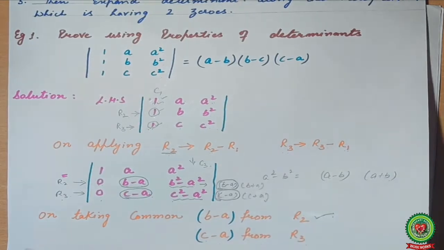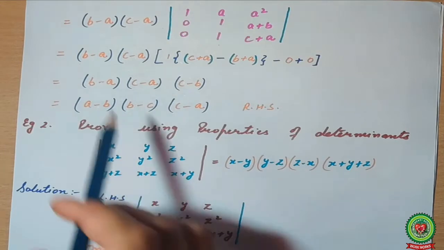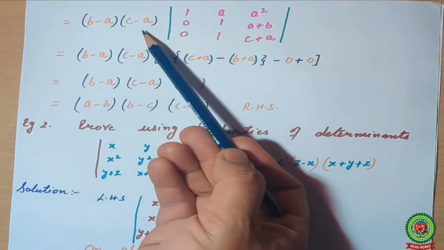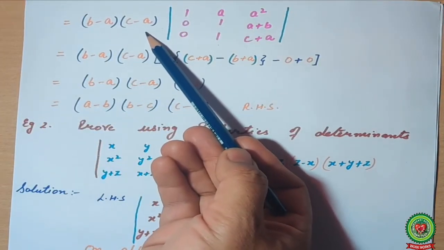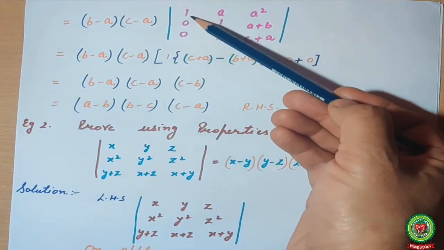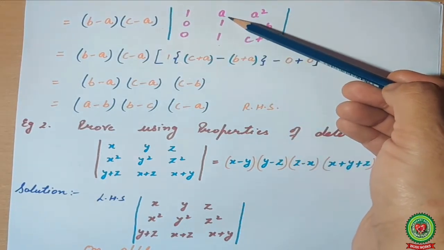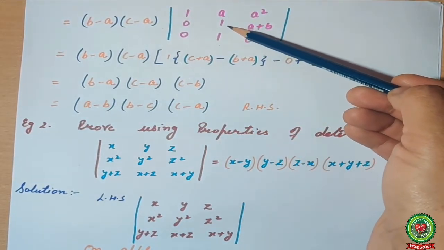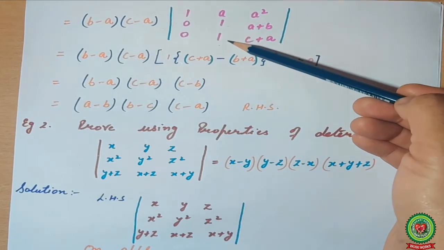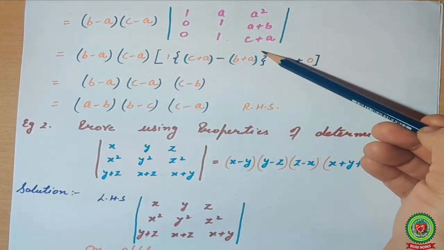Now, let's see which elements are left there. b minus a, c minus a, we have already taken the common part there. Now the left determinant elements are 1, 0, 0, a. We have already taken b minus a common from this. So 1 is there, 1 is there. a square, a plus b, c plus a is there.